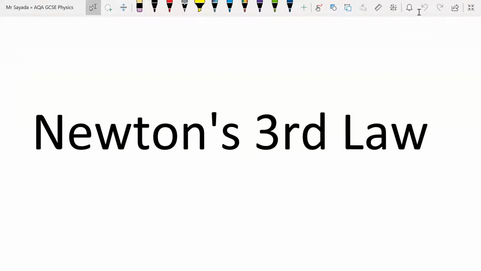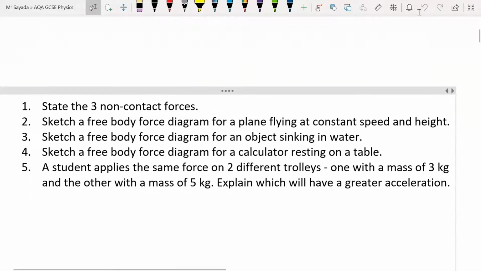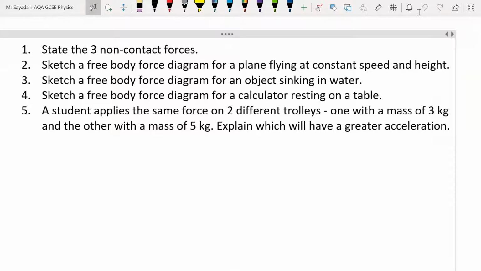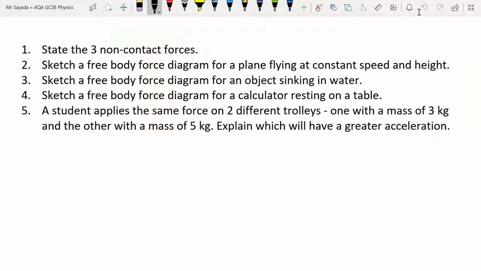In this video, we're going to look at Newton's third law. Please make sure that you've already watched the videos on Newton's first and second law, as understanding those will be necessary to understand today's law. Please start by completing these questions. Pause the video while you do that, press play once you're ready.